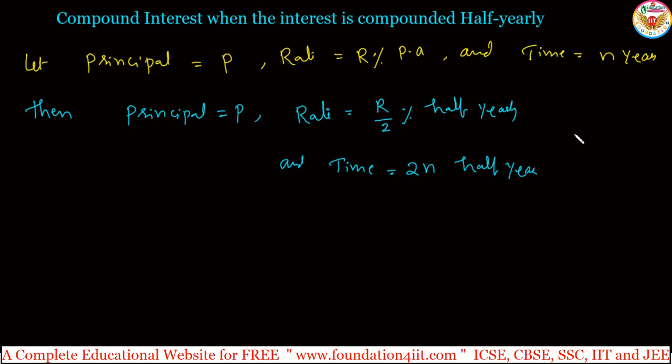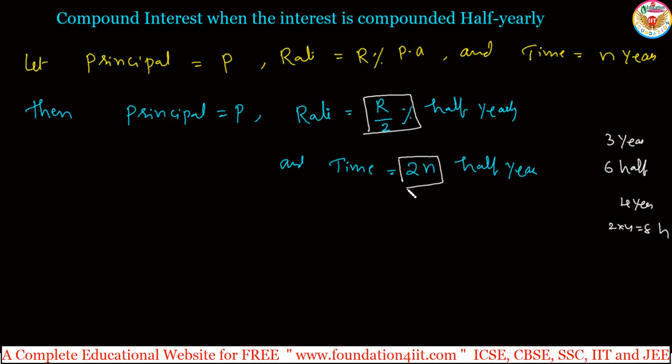For example, if it is 3 years, then 2 into 3, so 6 half years. In 2 years, 4 half years. If it is 4 years, then 2 into 4 is equal to 8, so there are 8 half years. So time must be 2n. In the place of rate of interest, R by 2 will be kept. In the place of time, 2n will be kept in this compounded half yearly formula.